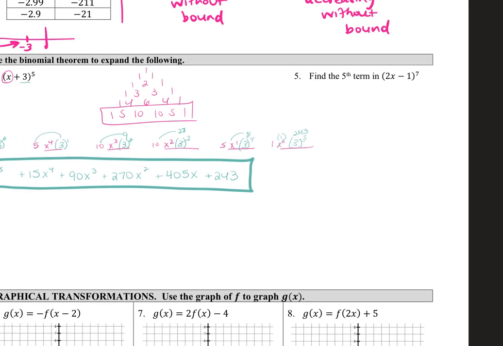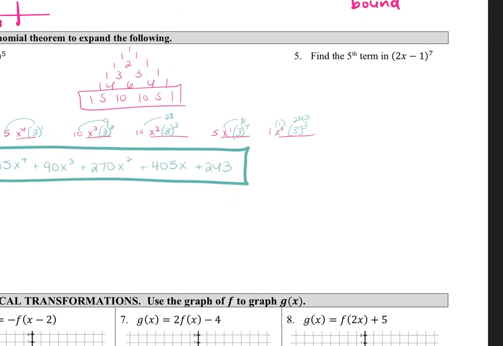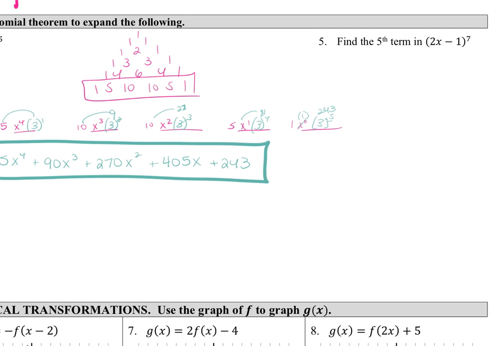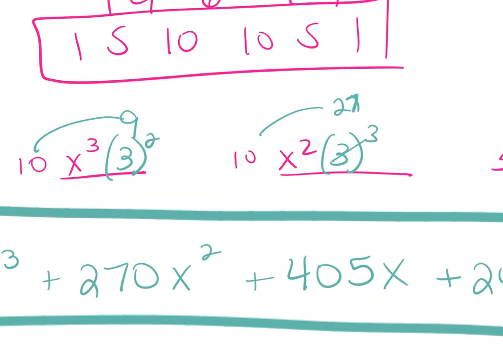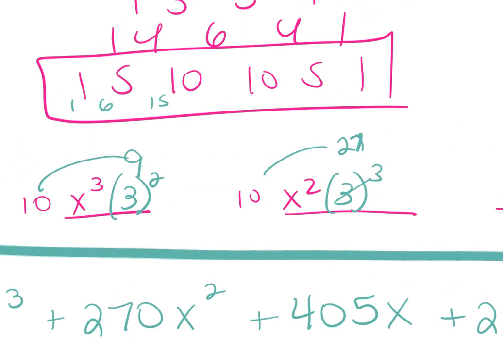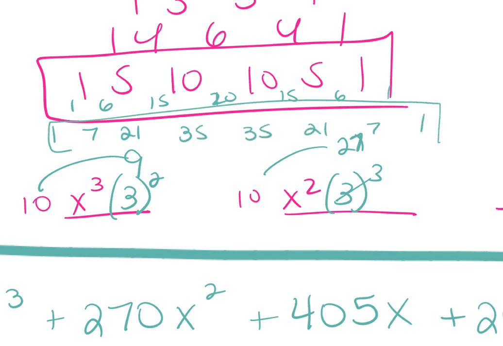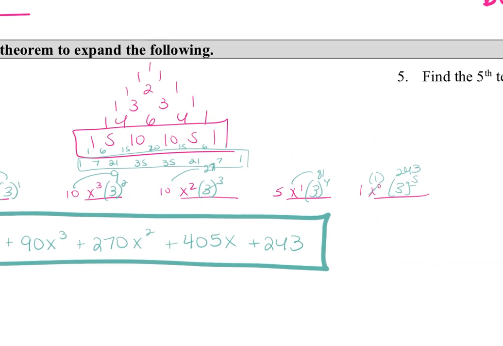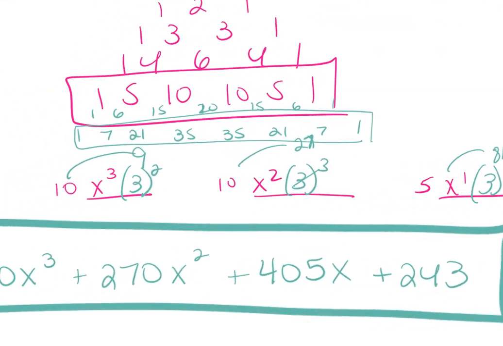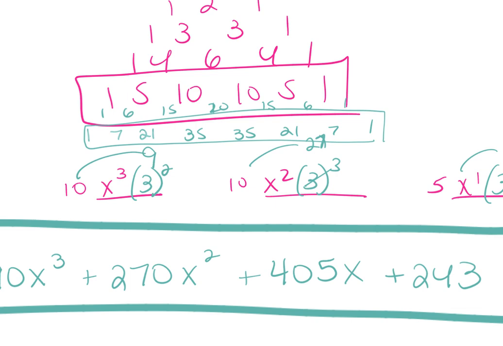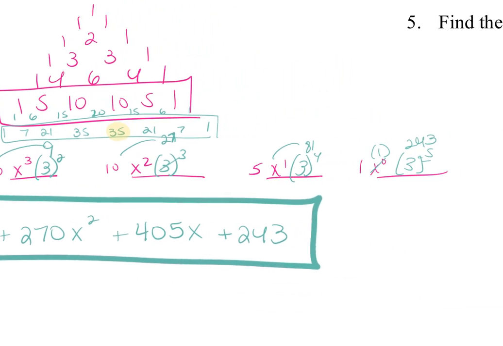Now for 5, it wants you to go to the 7th power. So I'm just going to take this and I'm going to add to it. I would get 1, 6, 15, 20, 15, 6, 1, and 1, 7, 21, 35, 35, 21, 7, and 1. So this is the one I want. And I want the 5th term. So as I go from left to right, this would be 1, 2, 3, 4, 5, 35. This 35 is my 5th coefficient.